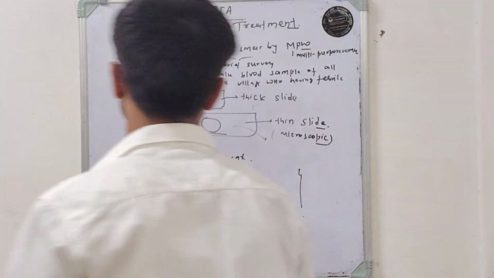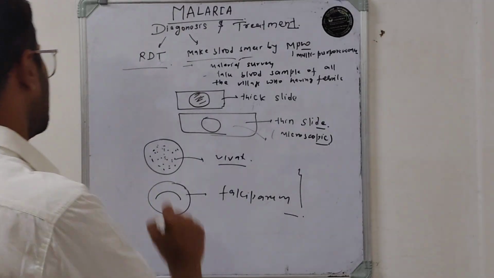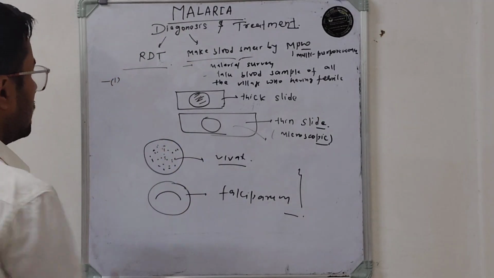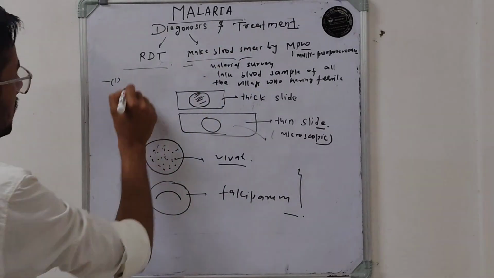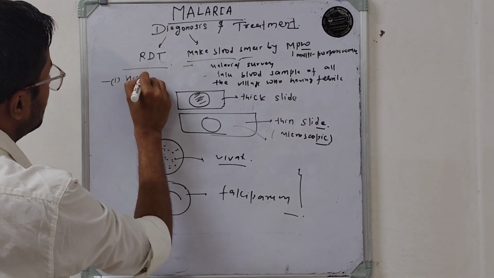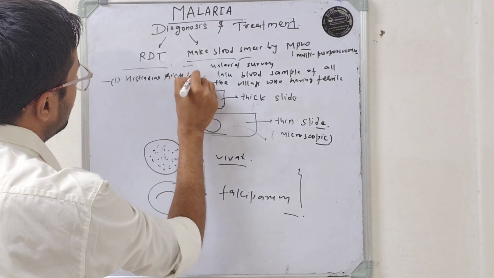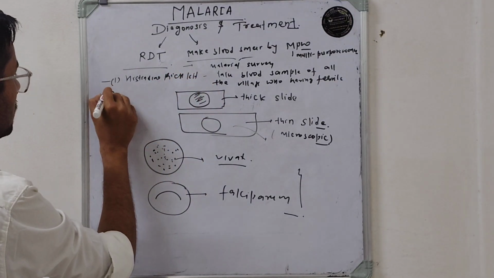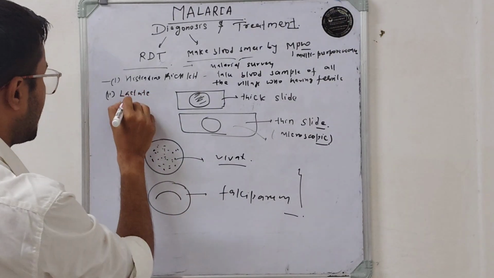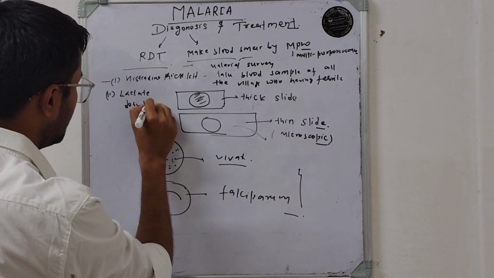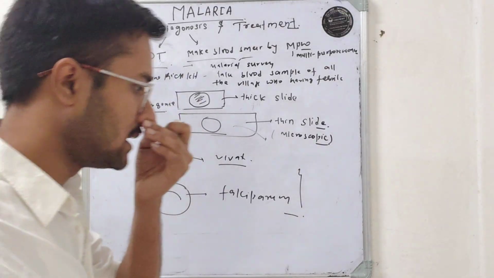The other thing we are going to discuss is the rapid diagnosis test. So what is the rapid diagnosis test? In the market, two rapid diagnosis tests are available. One is the histidine-rich kit and the other is the lactate dehydrogenase kit. Okay, so what is the difference between these two kits?